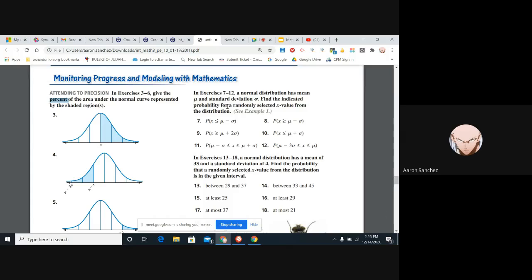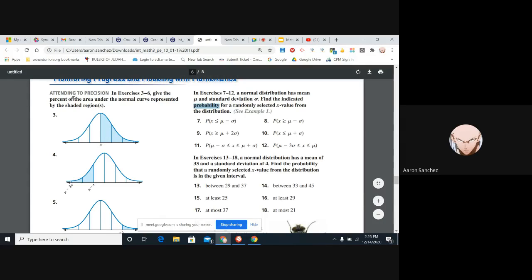Okay, so this is asking for probability. This one before was asking for percent. Percent is in percent, which is what we did. Probability is going to be in decimals. You have to write it in decimals, okay?